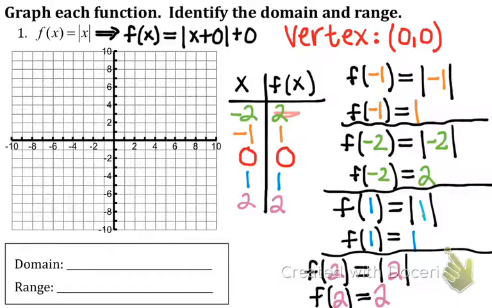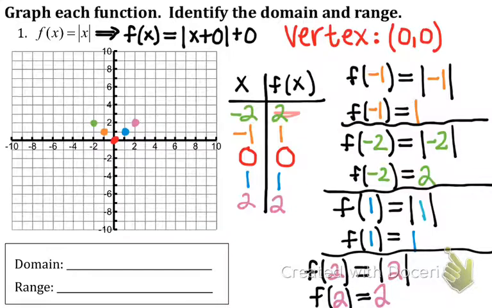So now that we have a pretty solid table of values here, we can go ahead and graph them. I'm going to first graph negative 2, 2, negative 1, up 1, 0, 0, over 1, up 1, and positive 2, 2.